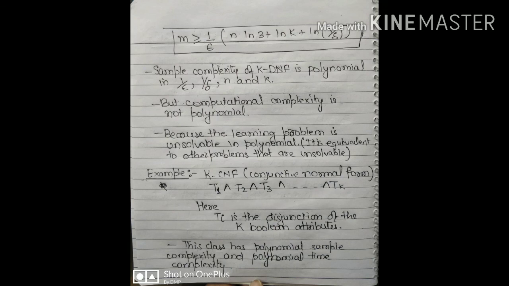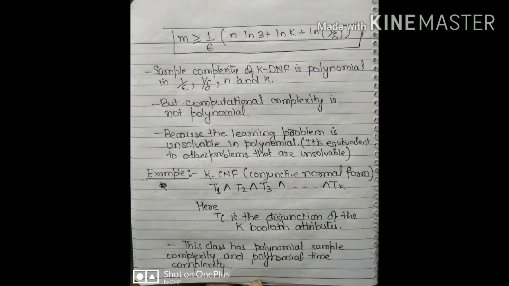But the problem in k-DNF is that although the sample complexity of k-DNF is polynomial in 1 by epsilon, 1 by delta, n and k, the computational complexity is not polynomial, because the learning problem is unsolvable in polynomial time. It is equivalent to other problems that are unsolvable. Now how can we resolve this problem?